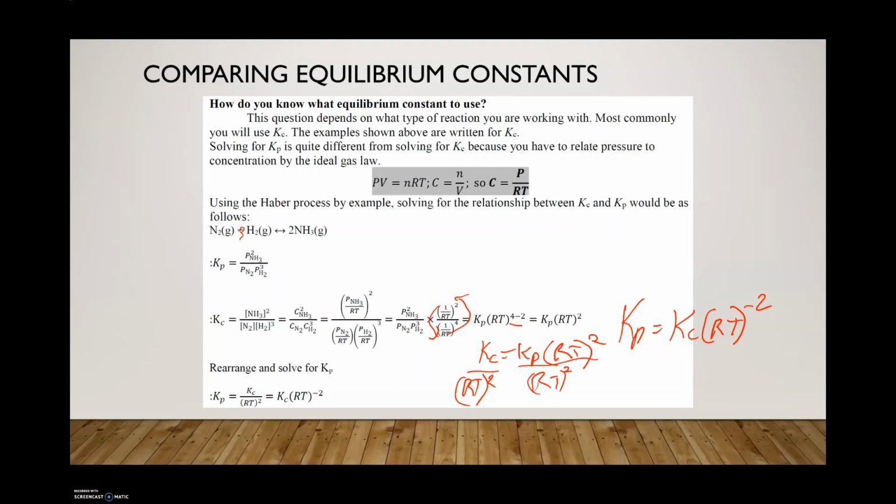Now, what I want you to understand is that yes, we find the relationship between Kp and Kc, but here's the part that you have to be careful with. Kp is not equal to Kc because you have this relationship for the RT. That's not to say that they are never going to be equal. There might be times where these two are equal to each other and you don't have this, but it depends on the balanced equation.